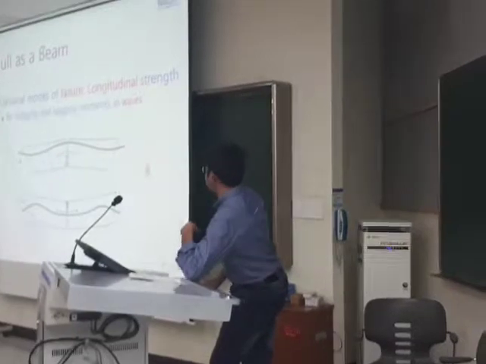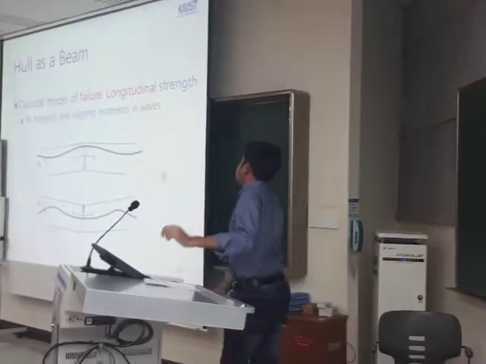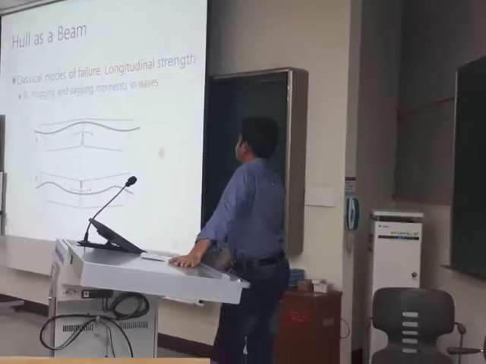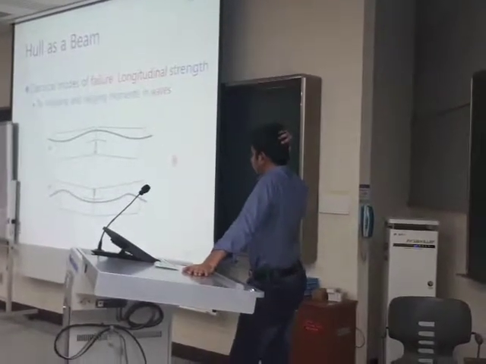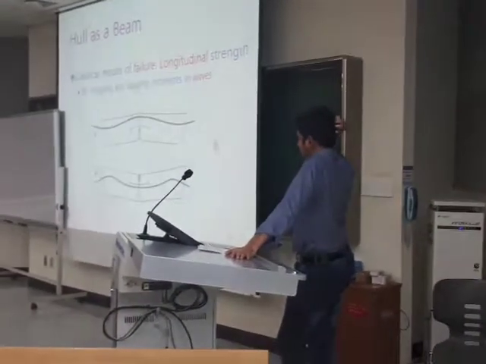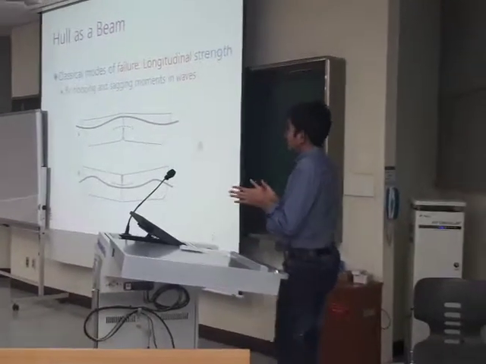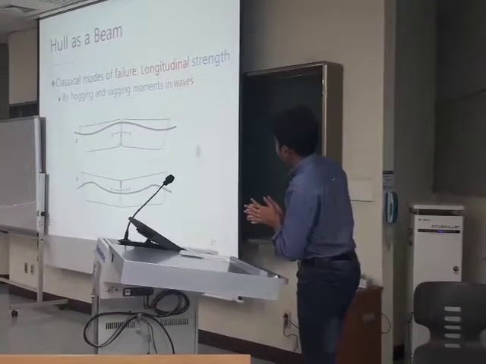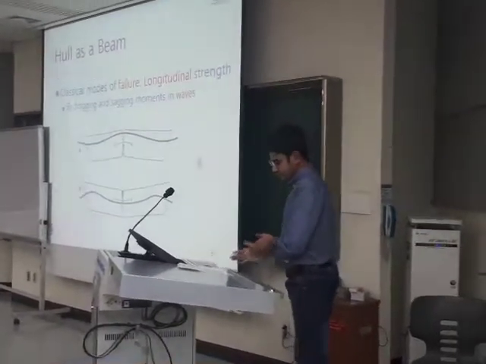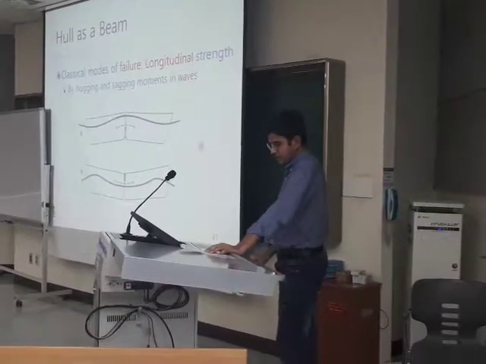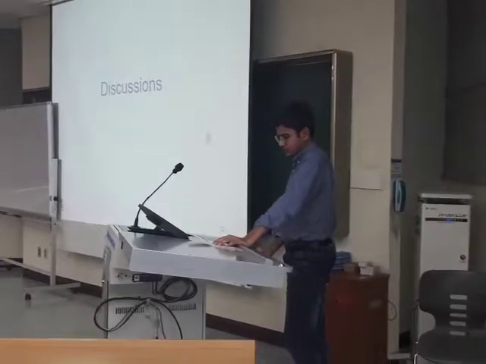These are the conventional modes of failure. I explained in the start that since the middle part is most vulnerable to breakage or failure, hogging and sagging can result in breakage in this section. And this is the neutral axis.